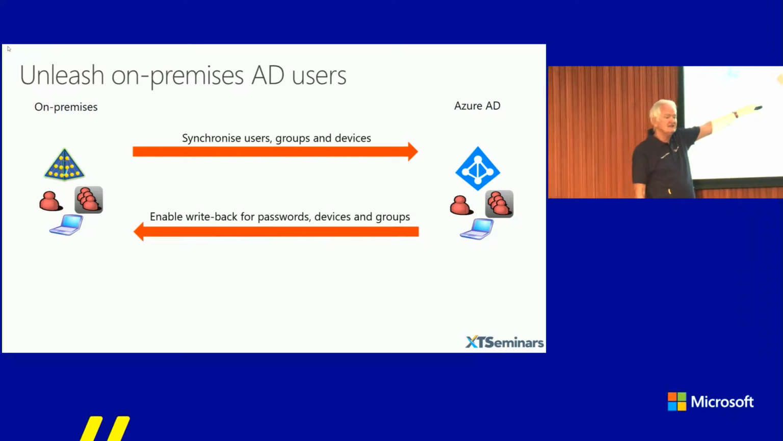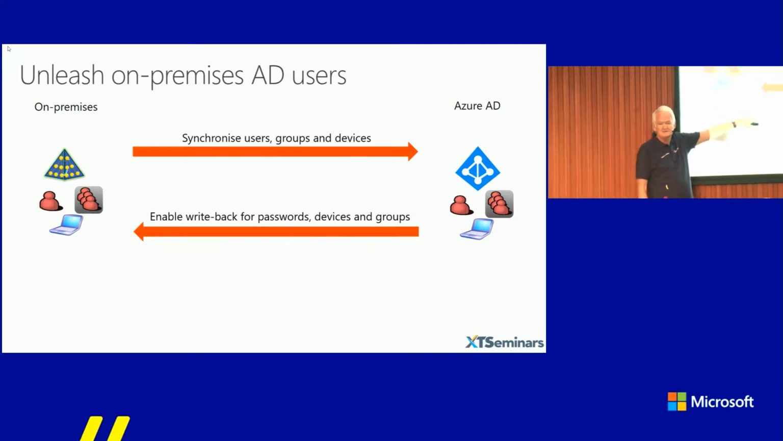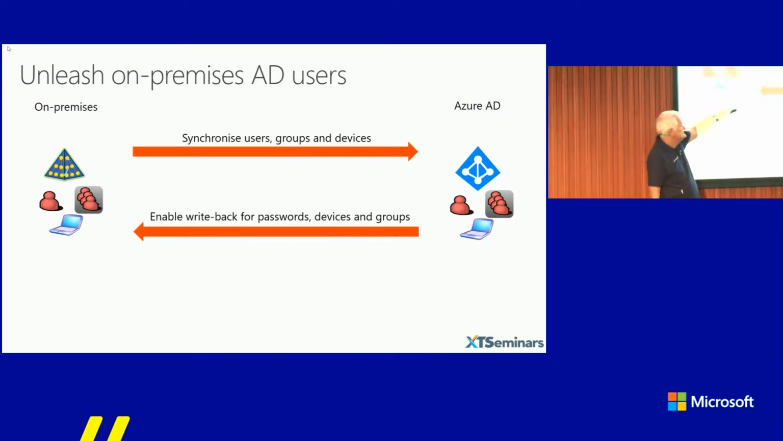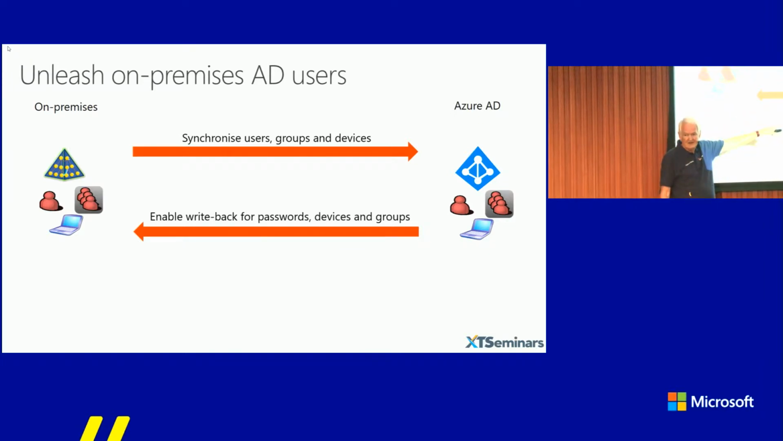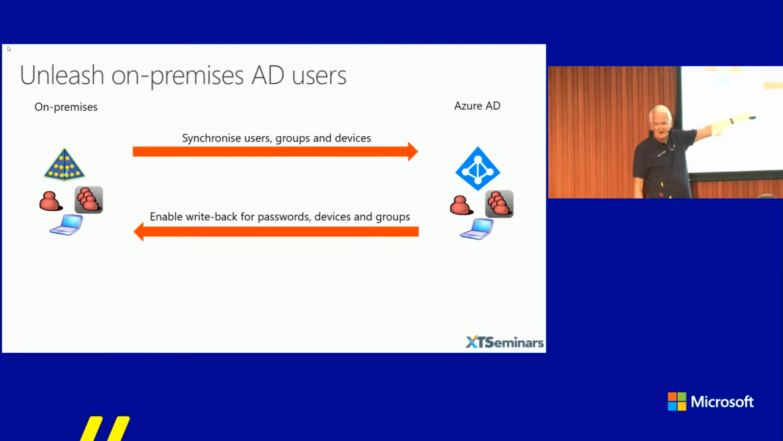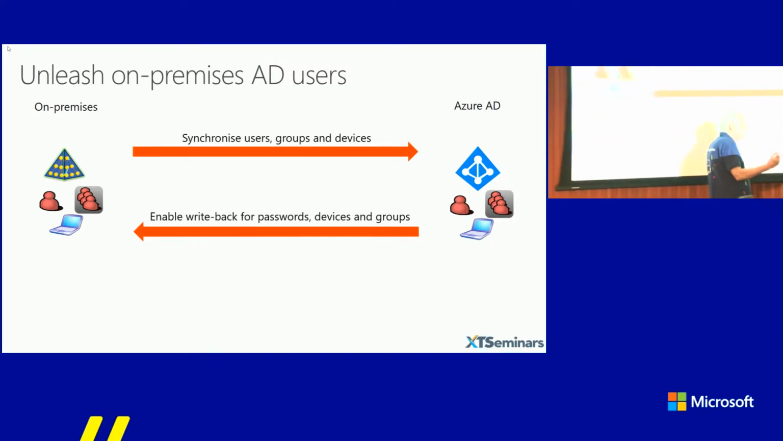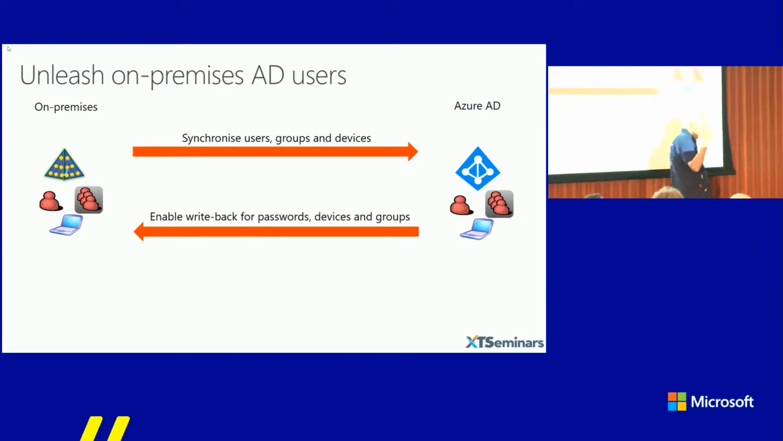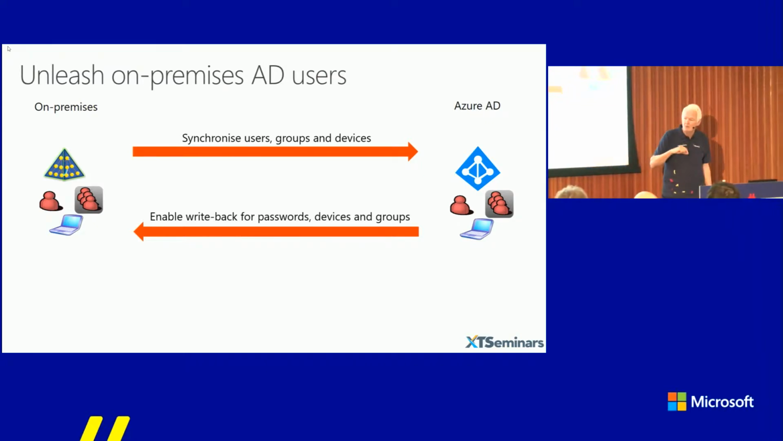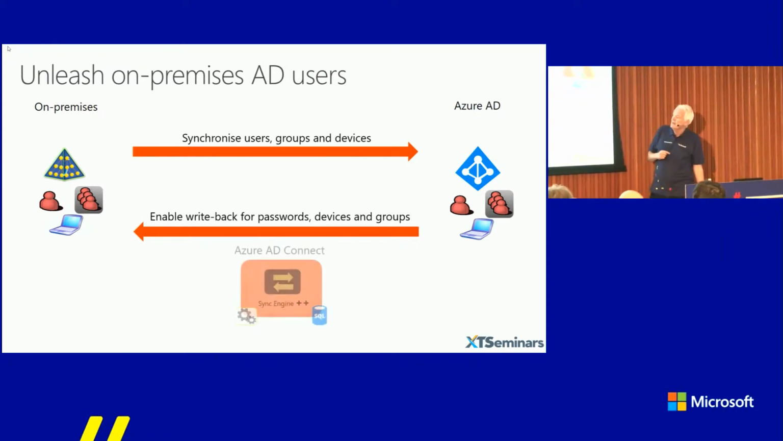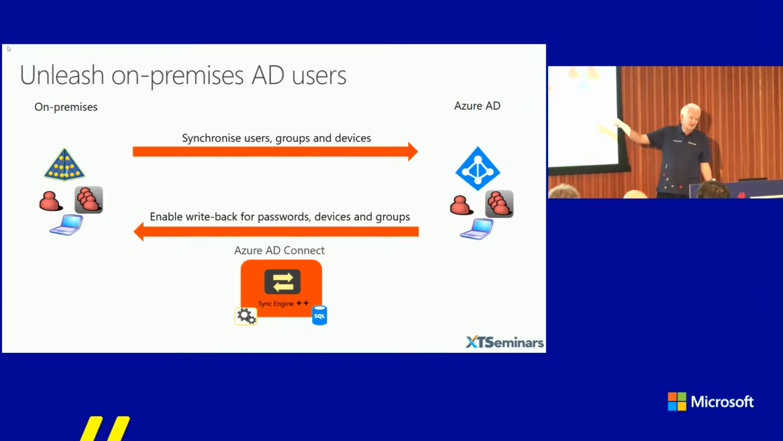So devices that are registered directly in the cloud, groups that are created in the cloud, and things like write-back of passwords. So we may be doing self-service password reset in the cloud, and we want that information written back. Even if we're not doing self-service reset, we could have an administrator resetting a password in the cloud, and we want that to go back. Azure AD Connect is the way to go.